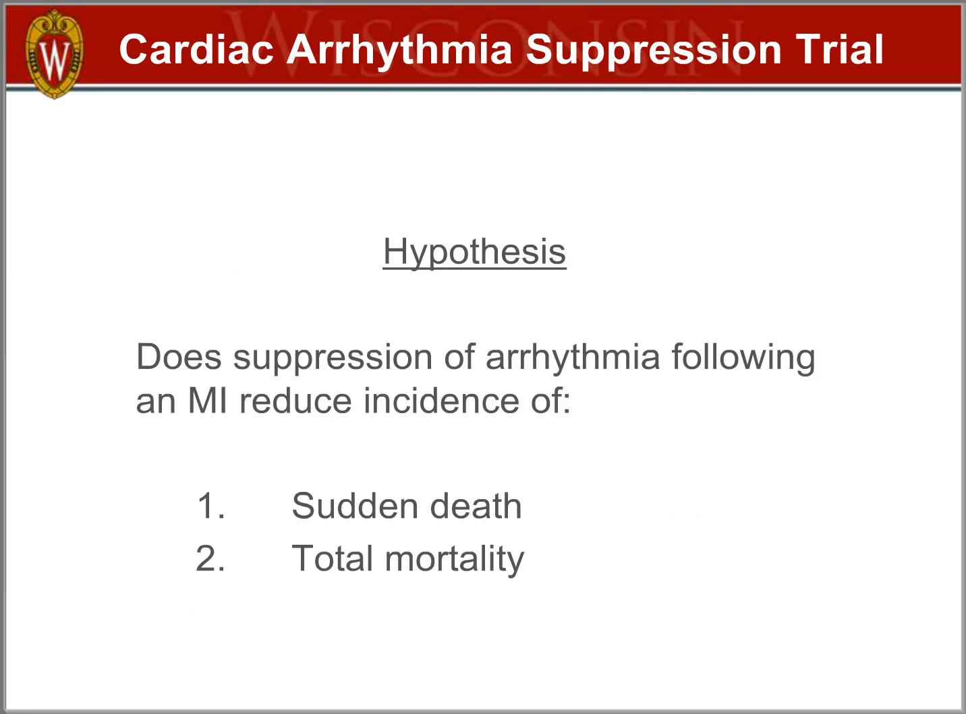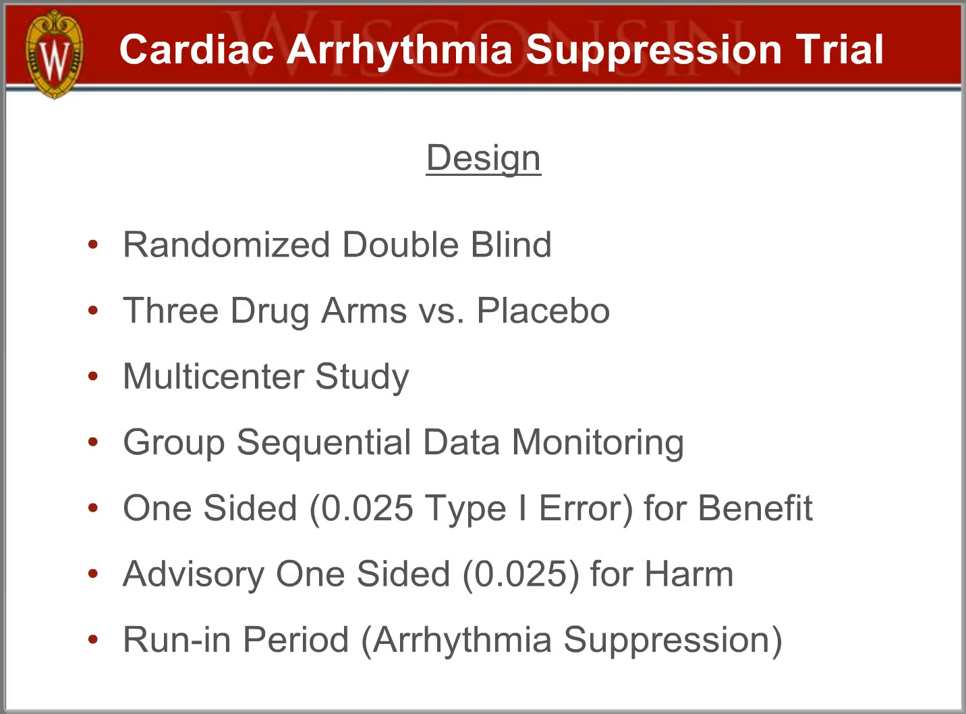The cardiac arrhythmia suppression trial asked the question, does suppression of arrhythmias following an MI really reduce the incidence of either sudden death or total mortality? This trial was well-designed: randomized, double-blind, placebo-controlled, 3 drug arms, 3 different drugs versus placebo, multi-center. It had sequential monitoring so it could test for early benefits or risks. It was designed initially as a one-sided test, only to look for benefit, because it was widespread use and people believed the therapy would be effective. What was not known in their mind was how effective.